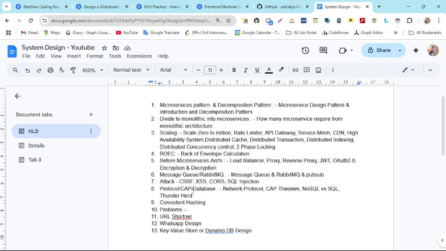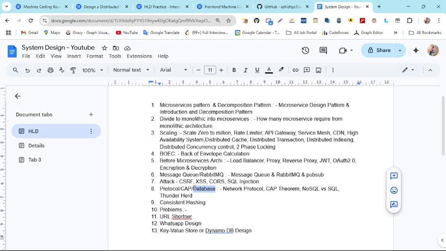Then we will cover the protocols: how one microservice communicates with other microservices and what protocols are required. After that we will discuss the CAP theorem: according to it, whether we have to prioritize availability or consistency. Then we will discuss the different kinds of databases and which database we need to choose in different kinds of systems.